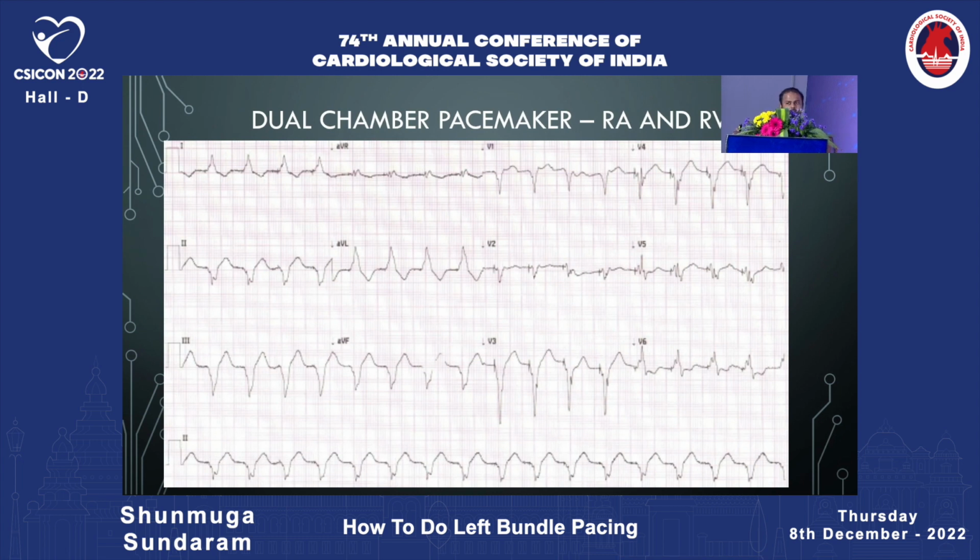We know how the routine dual chamber pacemaker is going to look. This RV apical pacing, sometimes even RV septal pacing, is going to produce bizarre QRS, which is going to produce the so-called pacing-induced cardiomyopathy, at least in 5 to 10% of patients.